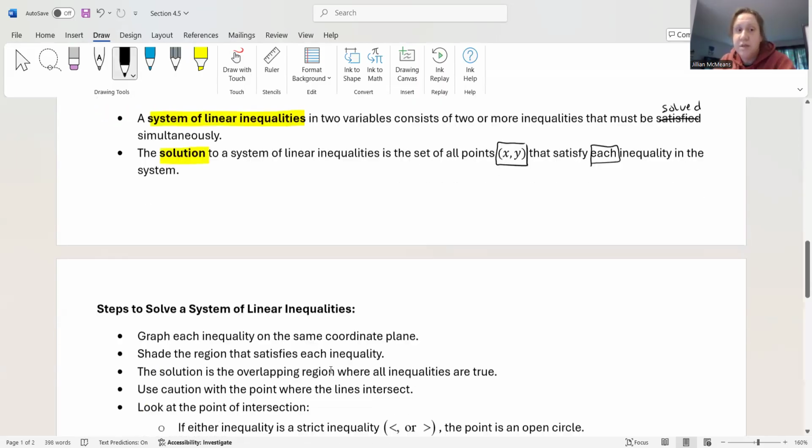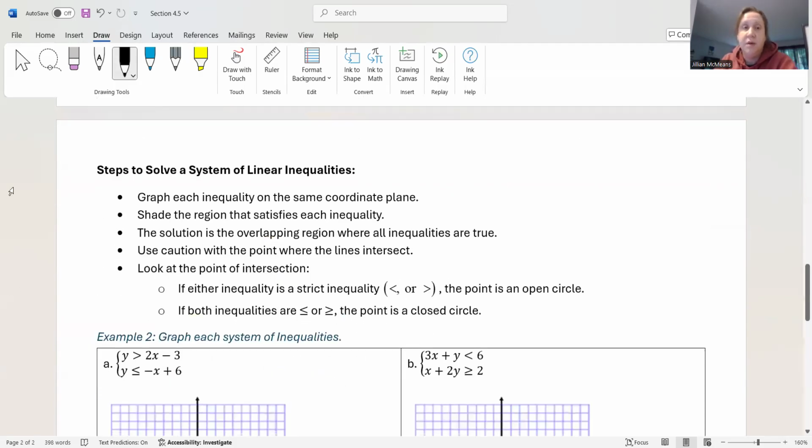Now the steps to solve a system of linear inequalities are: graph each inequality on the same coordinate plane, and shade the region that satisfies each inequality. This can get a little bit messy, so take your time with this. Please don't do this in pen. Do this in pencil, because the chances of needing to erase something are pretty high here. I graph each inequality and very gently make a few marks to indicate where I would shade. After I have both graphed, I look to see where those shaded regions overlap. That's going to be the majority of my solution.